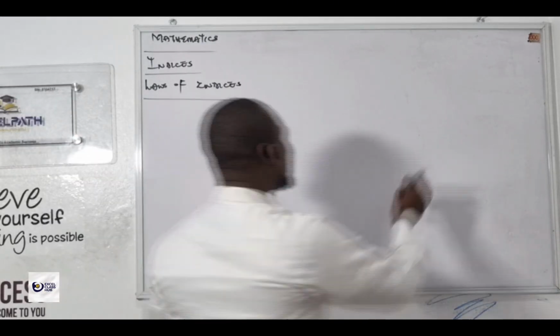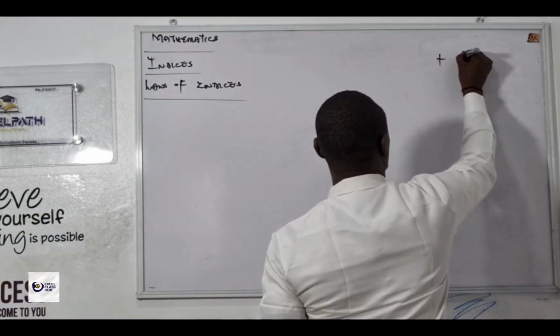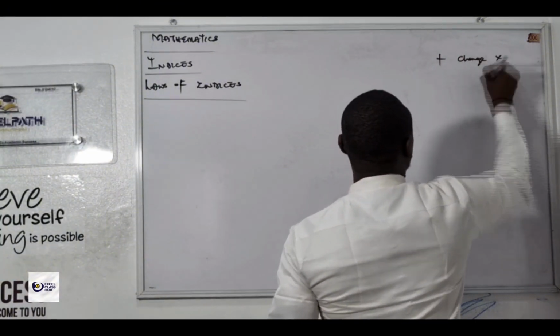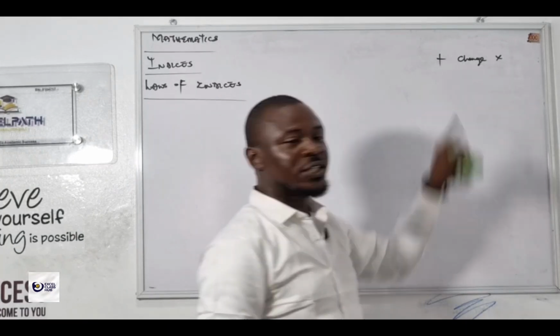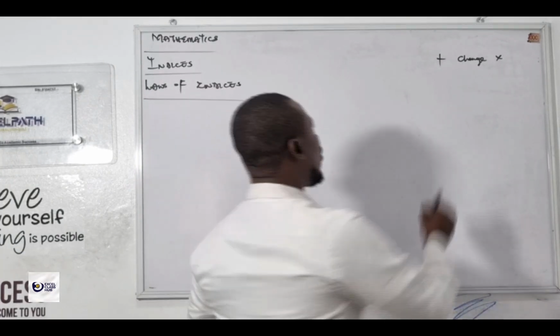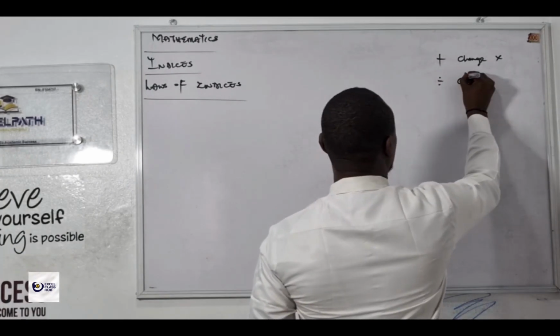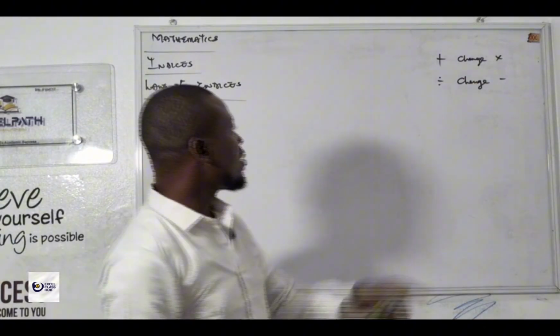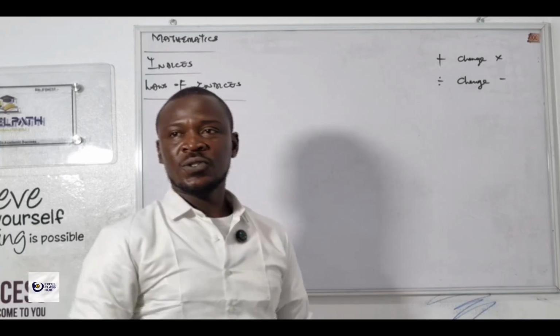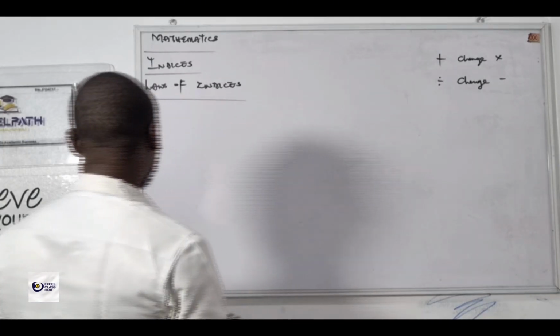From your laws of indices, take note: anywhere you see plus, it will change to multiplication. Anywhere you see multiplication, it will change back to addition. Anywhere you see divide, it will change to subtraction.